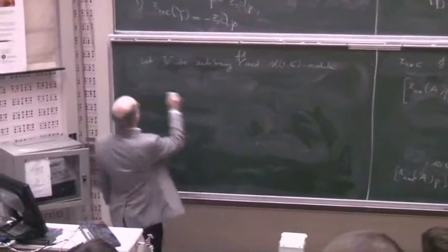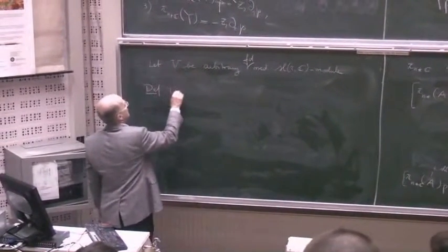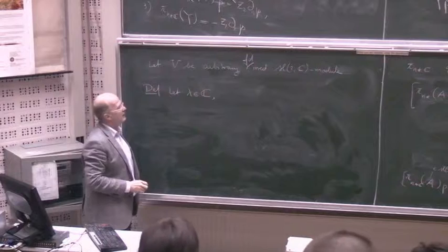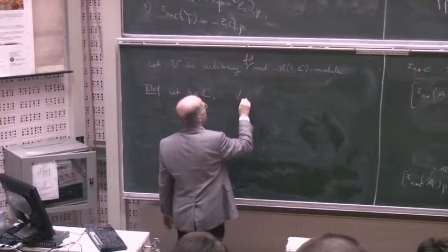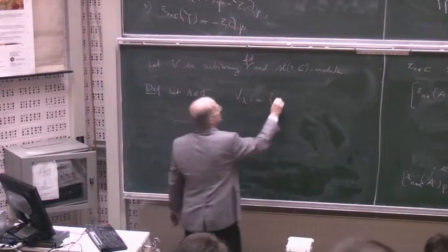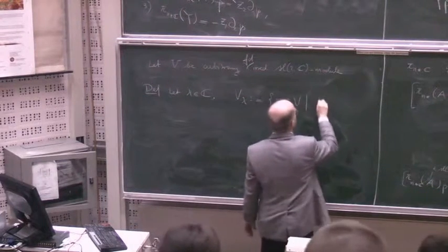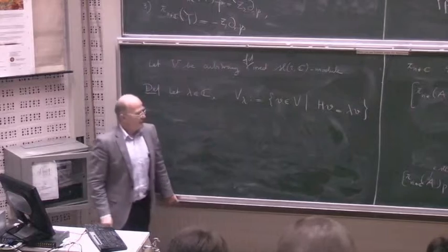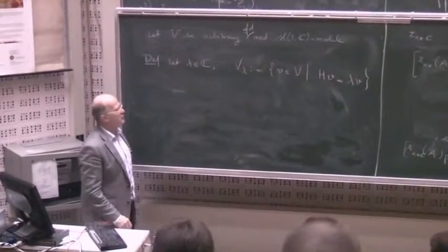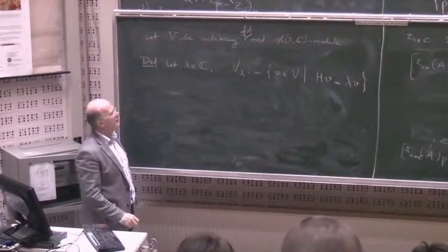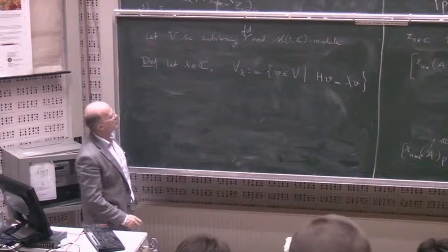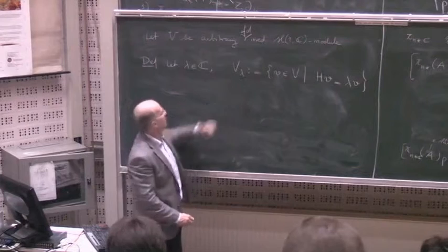And this is the reason for introducing a generalized notion. So suppose that we have any complex number lambda, then we define V sub lambda to be the space of vectors that behave like lambda under the action of H. Right, so this is an eigenspace for the action of H on the module V, and the eigenvalue is lambda.